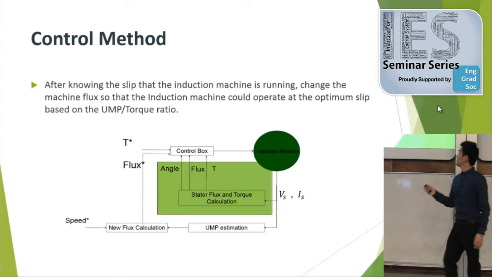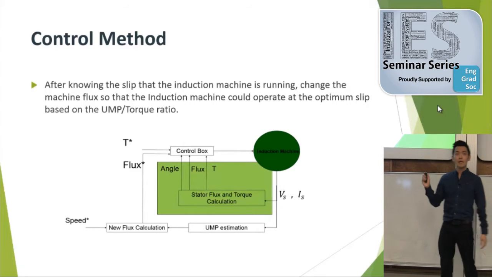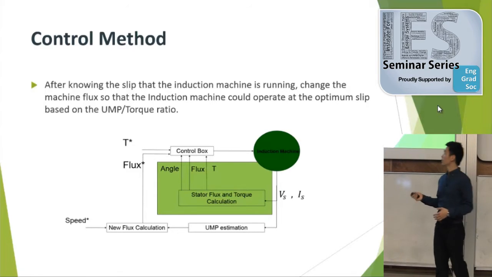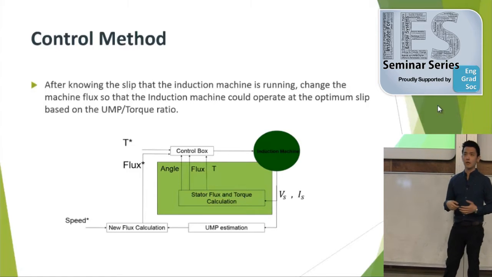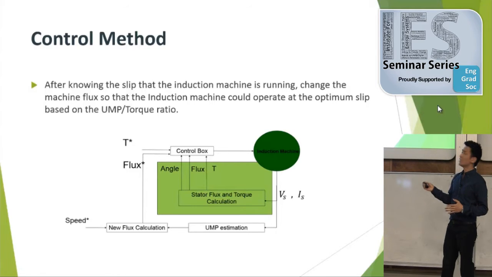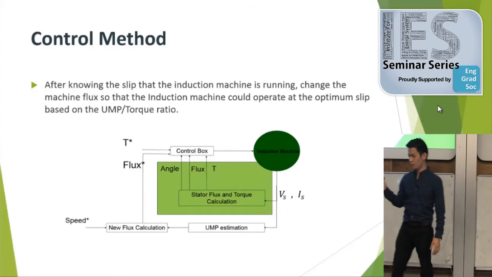Okay, so a control method can be implemented. We can use either a scalar control method or a vector control method. For the vector control method, we need to know the angle information. For both of them, we just need the voltage and the current from the stator, and we can estimate the unbalanced magnetic force. From there we can find the slip, and we can choose the best flux that the induction machine can operate at. So this is quite an easy controlling method.